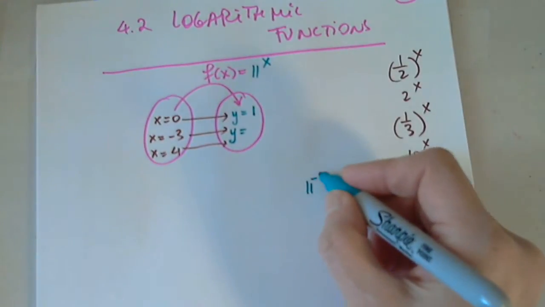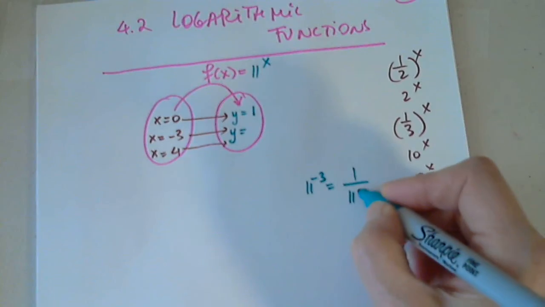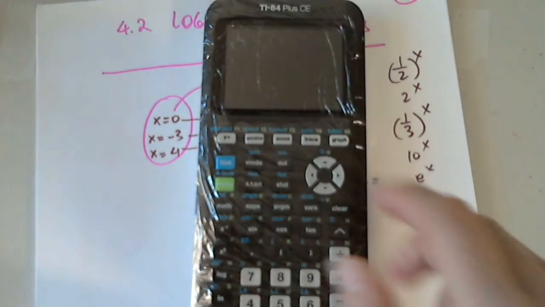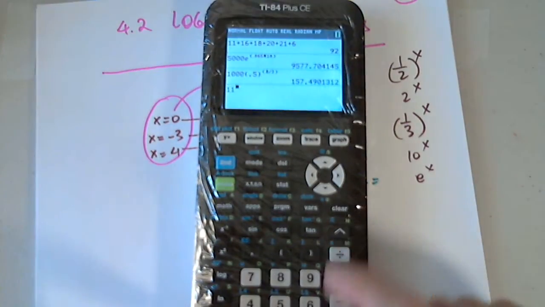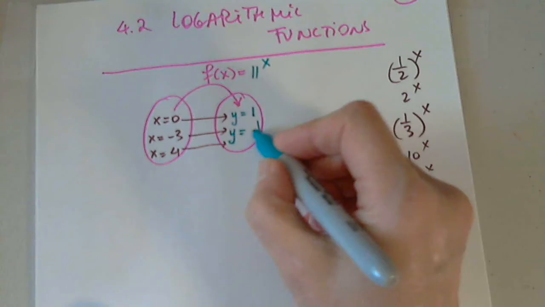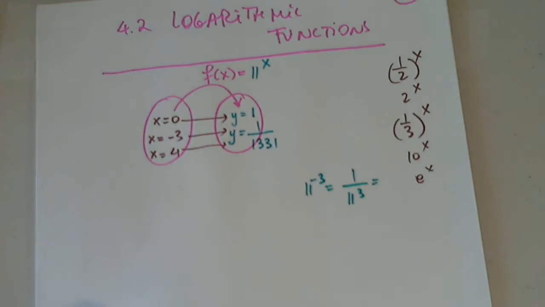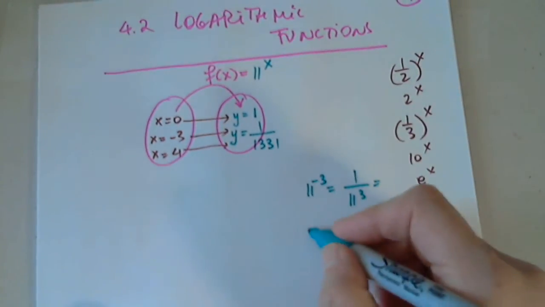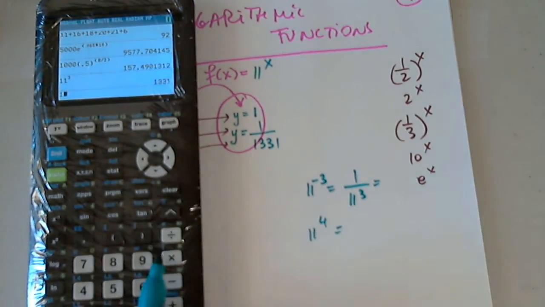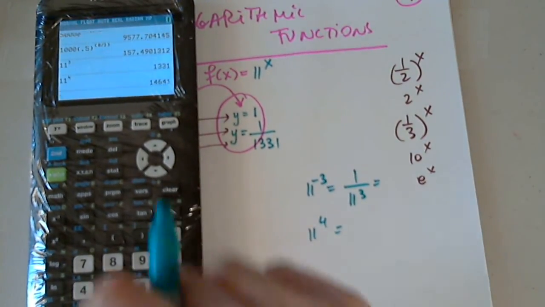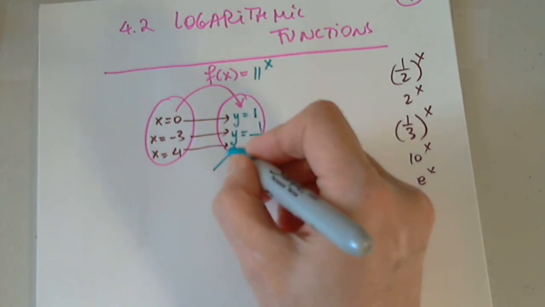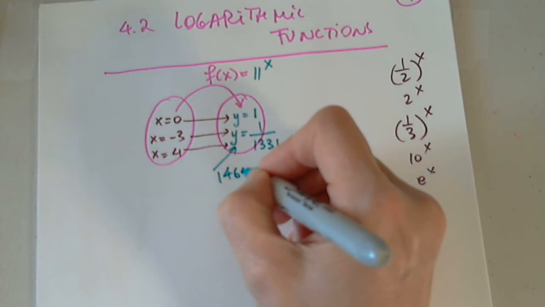You will say 11 raised to -3 is 1 over 11 to the third, and I will use my calculator. I don't know what 11 to the third is. 1331. So it's 1 over 1331. Last one, 11 to the fourth. I have no idea. 11 to the fourth is 14641.